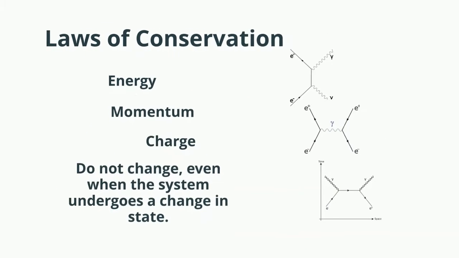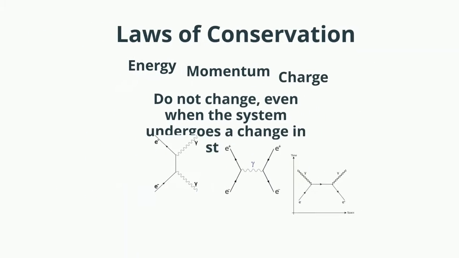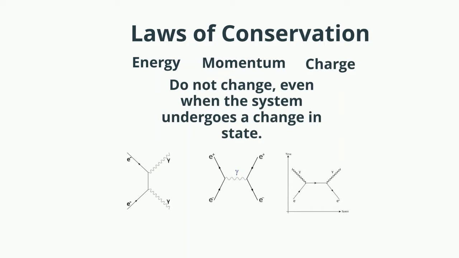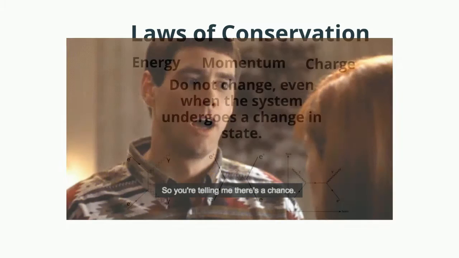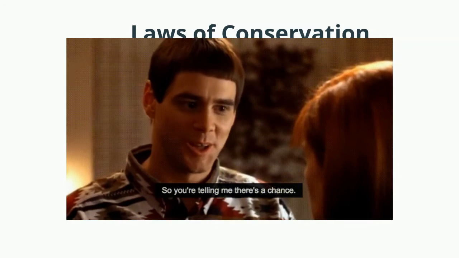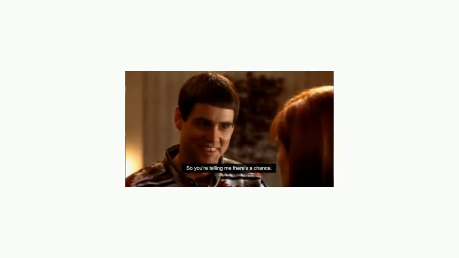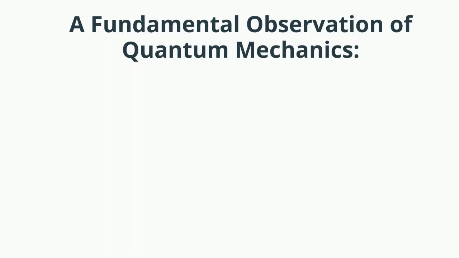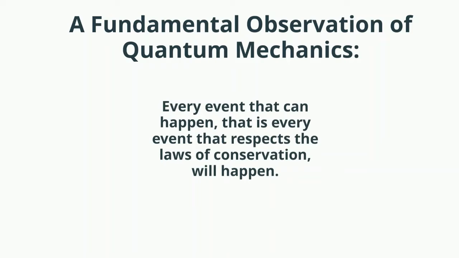Among those transitions that do satisfy the laws of conservation, however, quantum physics has told us that nature does not discriminate. All are fair game, and even the most seemingly unlikely events occur with some non-zero probability. The conventional wisdom uncovered here is typically communicated through the old adage, every event that can happen, that is, every event that respects the laws of conservation, will happen.